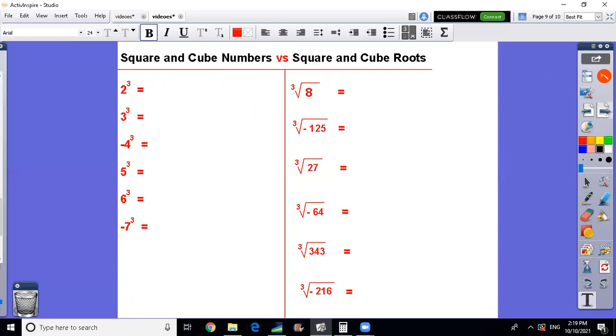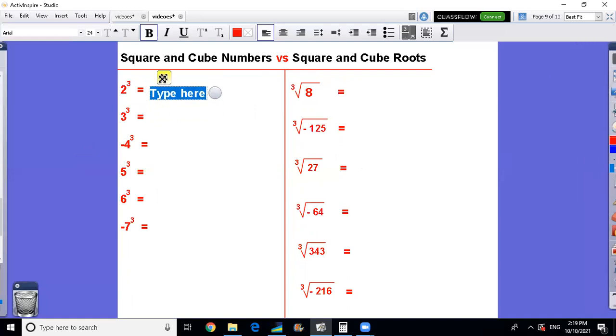Cube numbers versus cube roots. How can we do this? All right, we did this before in class. Let's just remind ourselves of it. 2 cubed, what does this mean?